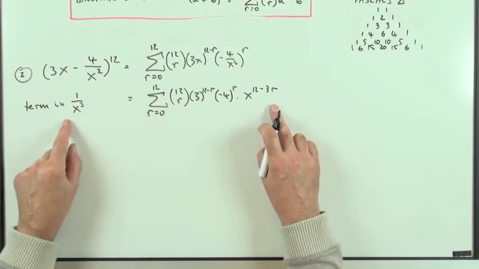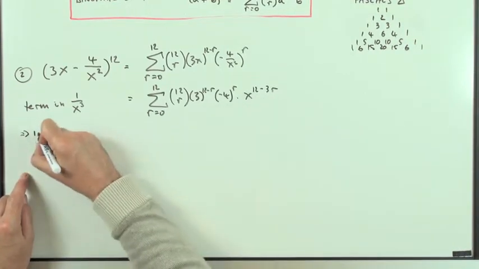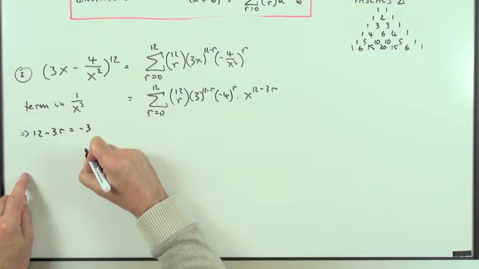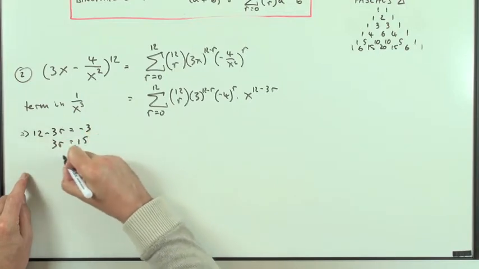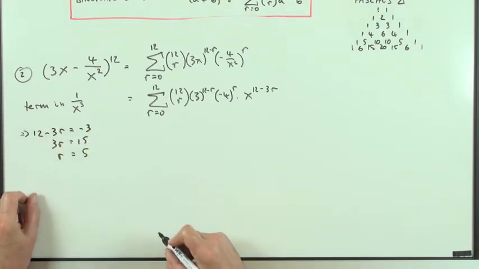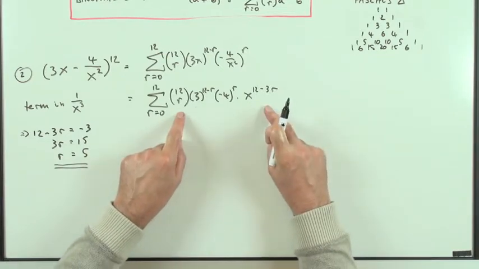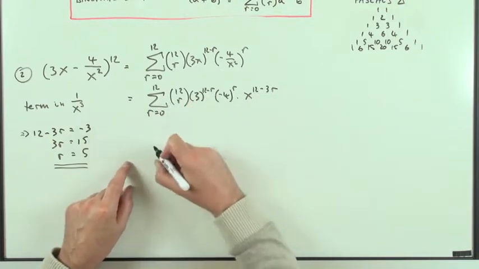So if I want the term in 1 over x cubed, that means that I want the power 12 minus 3r to equal negative 3. So I want 3r, reading that way, to equal 15. So I want r to equal 5. Which means the only term that I want to pick out of these 13 is the one where these r's are 5. So I'll just write that one out straight away.